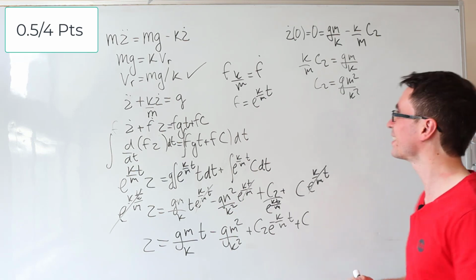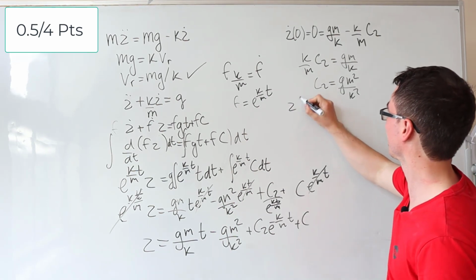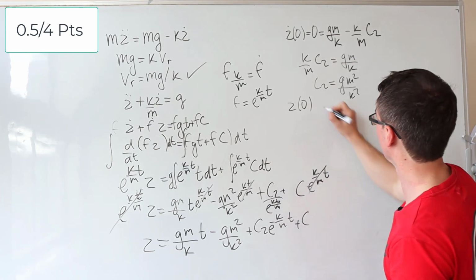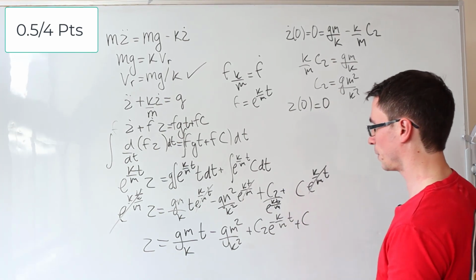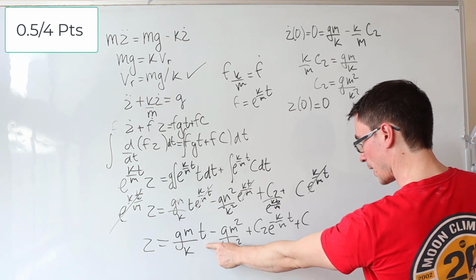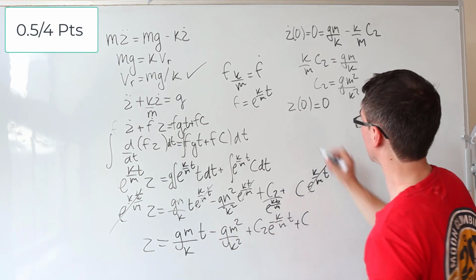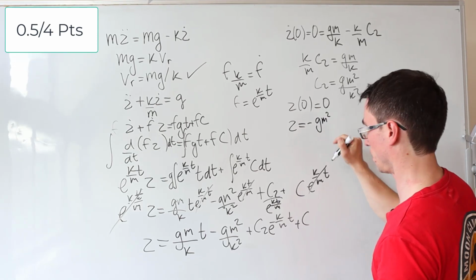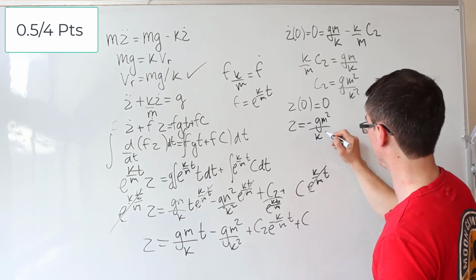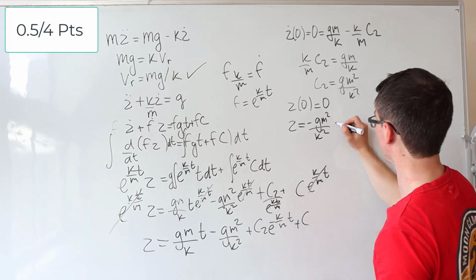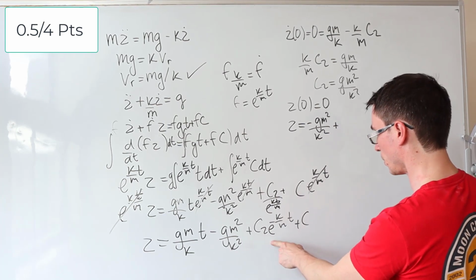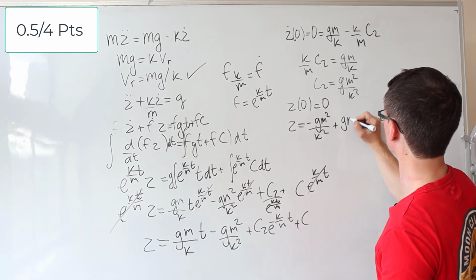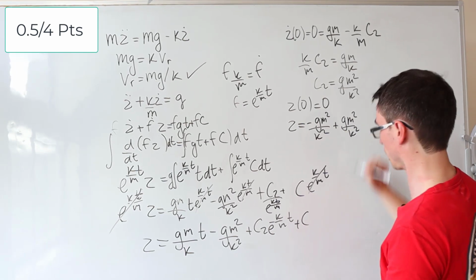Our second boundary condition tells us that the initial coordinate, we start our coordinate system basically at the origin, so z of 0 has to be equal to 0. Okay, when t is equal to 0, this term here disappears. So what are we going to be left with? We're going to be left with minus g m squared over k squared plus c2. We already have an expression for c2. How cool is that? g m squared over k squared.